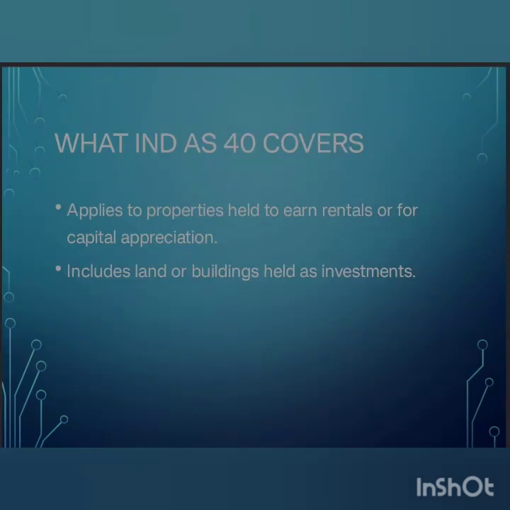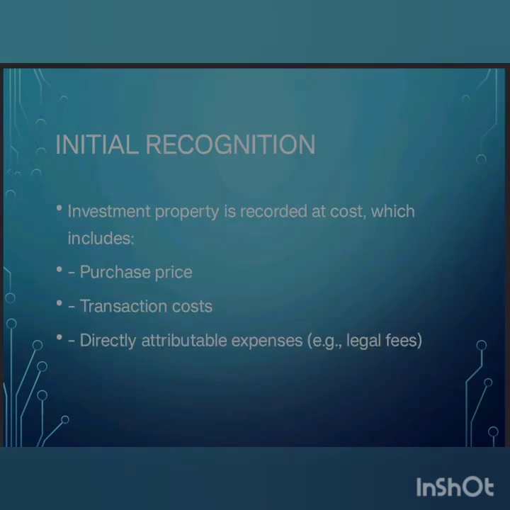Great explanation. Adulya, how should investment properties be accounted for initially? At initial recognition, an investment property is recorded at cost, which includes purchase price, transaction cost, and any directly attributable expenses like legal fees. If a company constructs an investment property, all related costs during construction are also included.